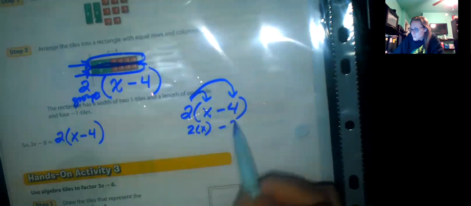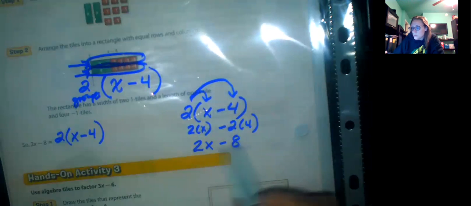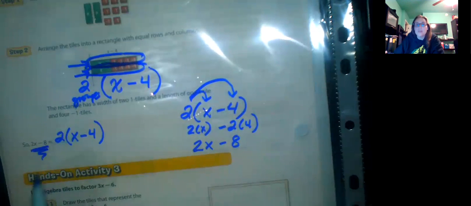Okay, and it should lead back to what we had, right? So if you have this, and now we use the distributive property that we learned last week. So 2 times x minus 2 times 4. So that leads us with 2x minus 8. Isn't that what we started with? Yes.